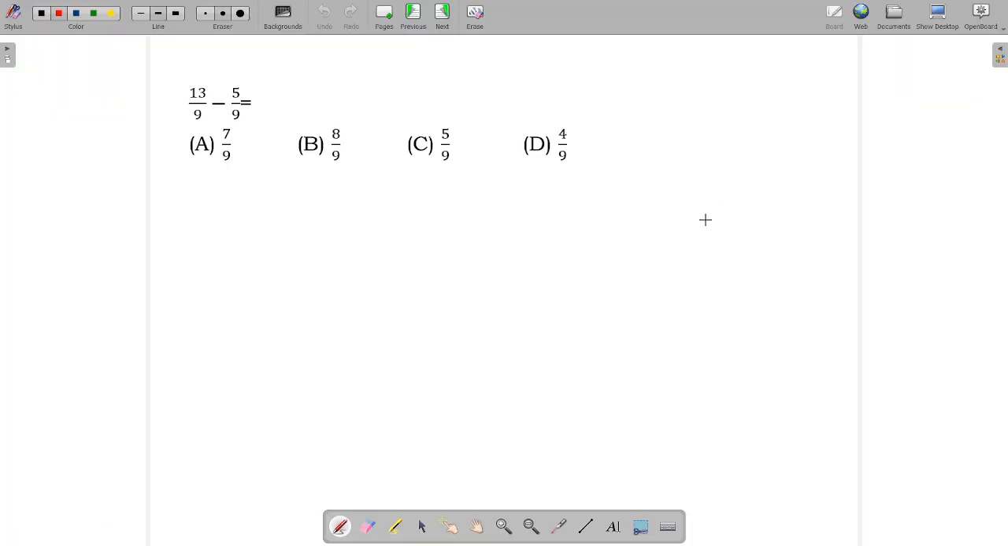Dear children, let us discuss some questions. A question: 13 by 9 minus 5 by 9. The common denominator is 9. So, numerator is 13 minus 5. We have to subtract only the numerators. So, we are getting 8 by 9. So, the answer is B.